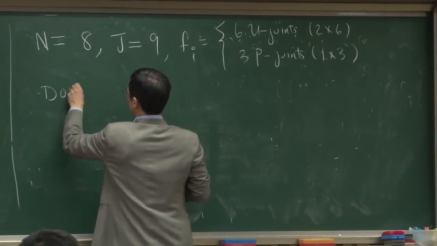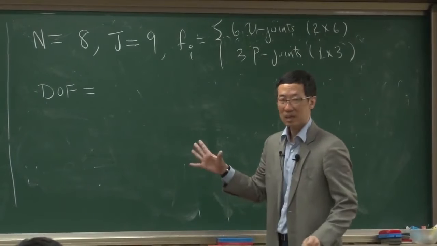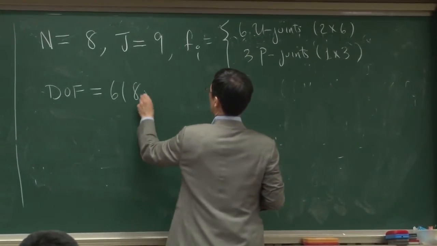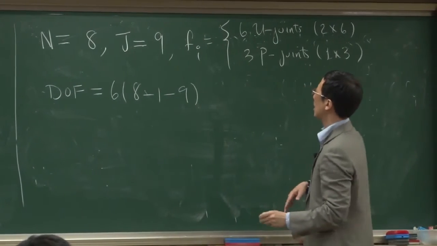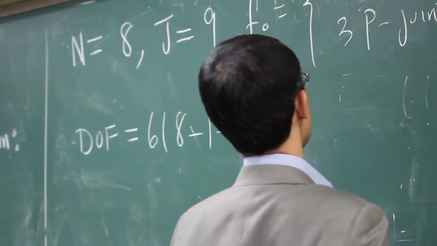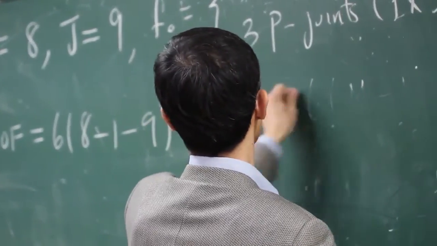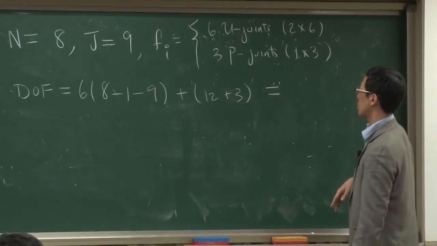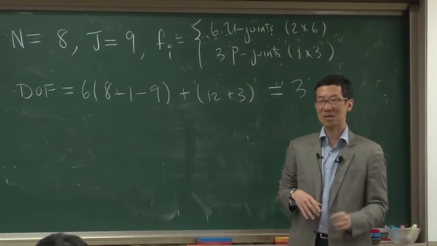So the degrees of freedom: it's a spatial mechanism, so 6 times (n minus 1 minus j), which is 8 minus 1 minus 9, plus total degrees of freedom, 12 plus 3. So this should equal 3. So 3 degrees of freedom.